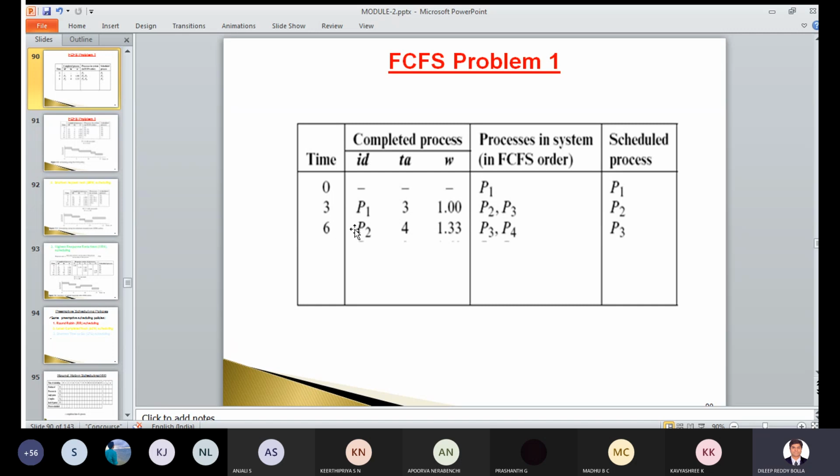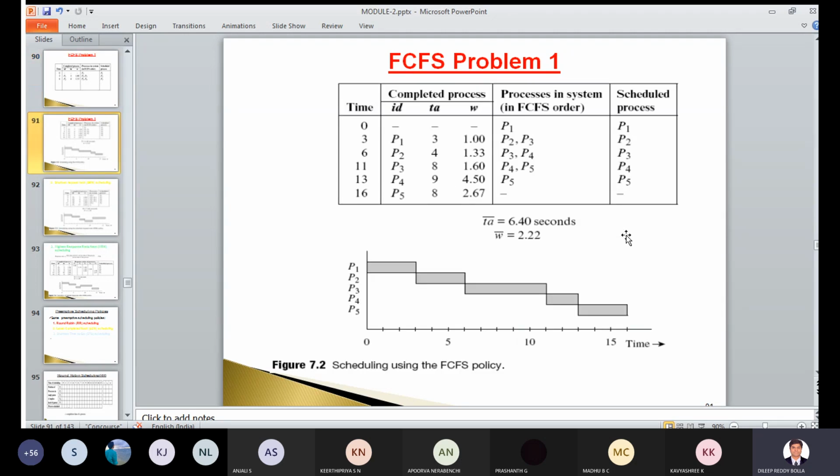So P2 is going to execute. Next, P3 and P4 are scheduled. In that, priority is given to P3. Further, if you finally understand this table, you keep filling it. It comes like 0, 3, 6, 11, 13, 16.